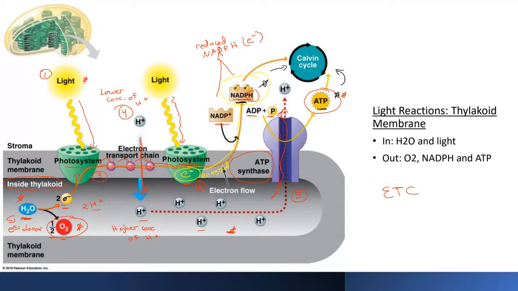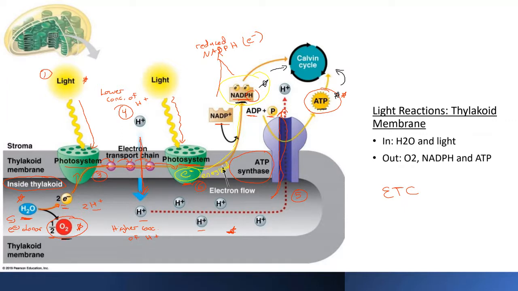And what else? And oxygen. But we already did the oxygen. Oxygen is done, produced, goes away. Does that make sense? So those are going to be kind of the main three results of the light-dependent reactions.